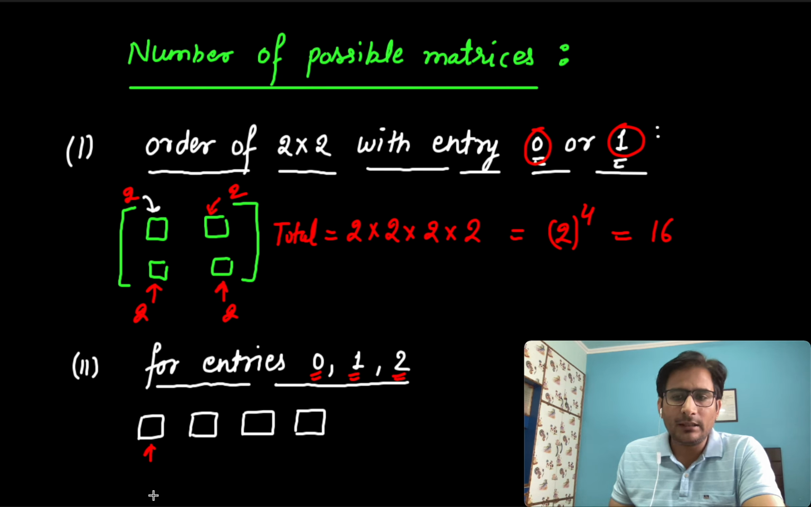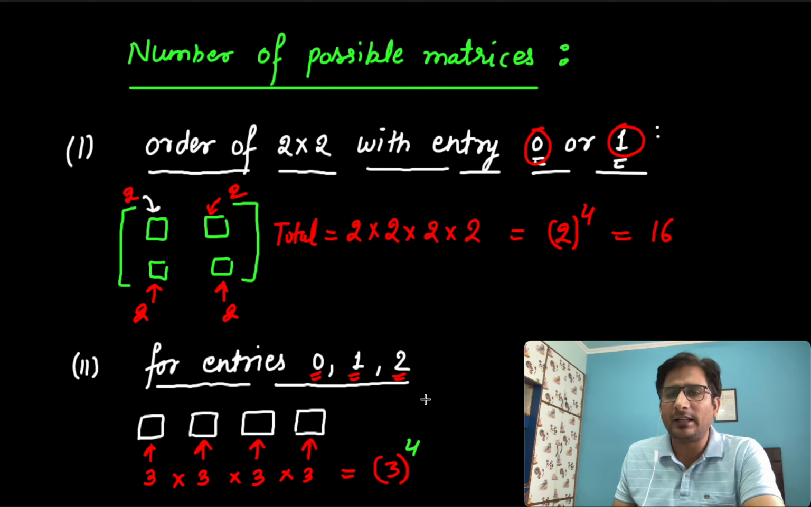It can be filled in 3 ways. This can be filled in 3 ways. This can be filled in 3 ways. This can be filled in 3 ways. So the answer in this case is 3 power 4 if there are 3 entries. If there are 2 entries, the answer is 2 power 4. If there are 3 entries, the answer is 3 power 4.